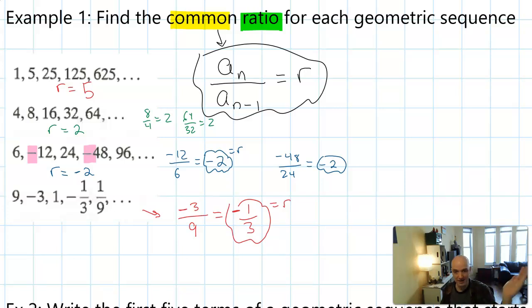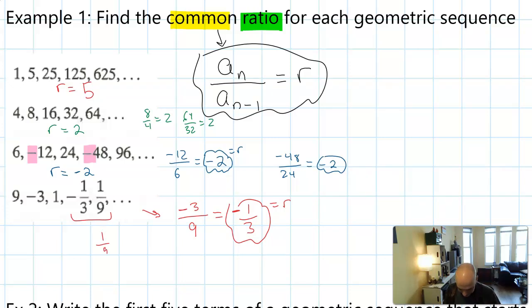And notice that the alternating is accomplished by the negative, and the sequence is decreasing because we're multiplying by a fraction every time. So whenever your ratio is a fraction, you're going to have a decreasing geometric sequence that gets closer and closer to 0. Why don't we check some other terms, right? You should always check a couple terms just to be sure.